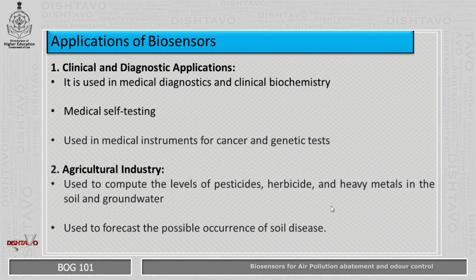Coming to the applications of biosensors, they are used in clinical and diagnostic application. It is used in medical diagnostics and clinical biochemistry. It is used in medical self-testing. It is used in medical instrument for cancer and genetic tests. It is also used in agricultural industries to compute the levels of pesticides, herbicides, and heavy metals in the soil and groundwater. It is used to forecast the possible occurrence of the soil diseases.